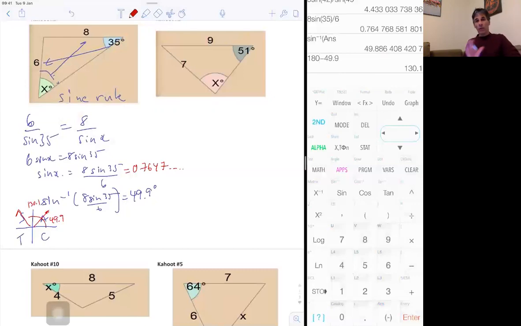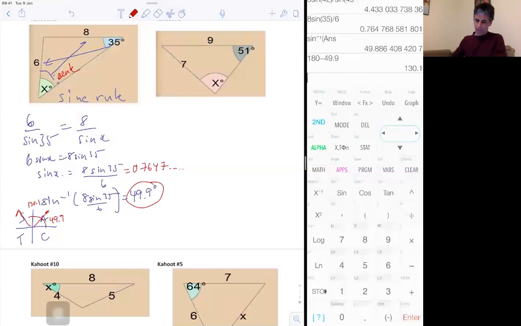which is 130.1. However, if you look back at the diagram, clearly we want the acute angle. There's no obtuse angle there. And so the answer is 49.9. But you should always give it a moment's thought and make sure that the acute angle that you're getting is the one that is required by the question.